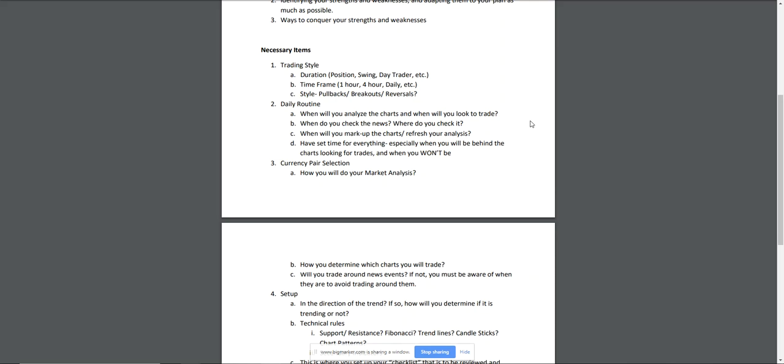Not having a structure leaves too much room for impulse. Impulse is one of the number one killers of traders. You just pick up a chart, look at it. Oh, this looks like a good setup. Short, ding, oh, it stops you out. That wasn't my plan. What am I doing? Why am I trading that?